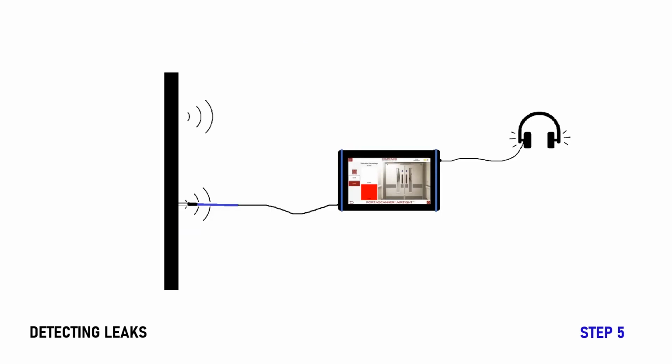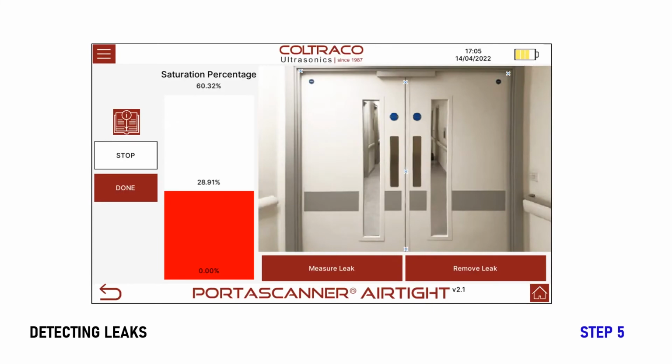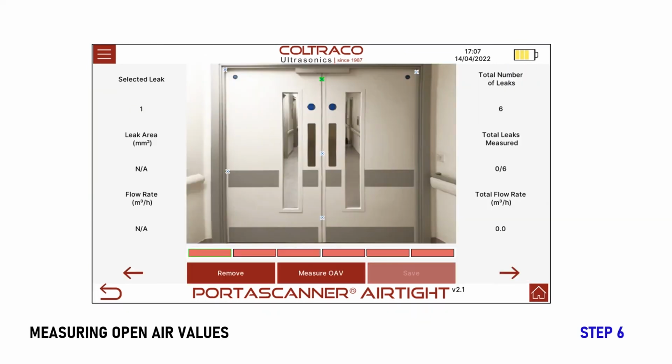Position the receiver wand carefully, aligning it with the point of maximum signal and holding it in place until the buttons are no longer grayed out. Once all leaks have been marked and measured, press Done to progress to the next screen. Now, measure the open air value for the selected leak, highlighted in green, by pressing the Measure OAV button.